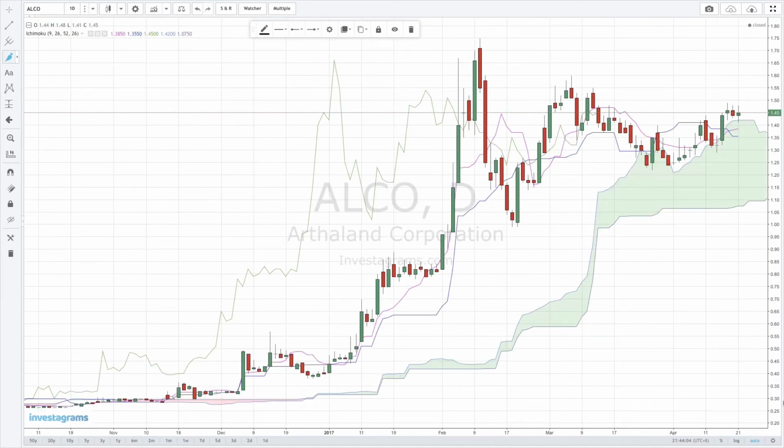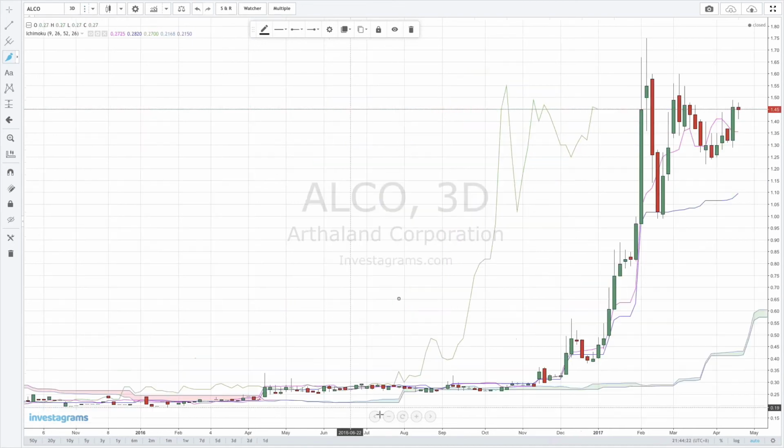We would like to do a short-term trade on Alco. Our time horizon is a few days. So we look into the daily chart for Alco. We use the 3-day candlestick. We find that it is bullish on this 3-day chart because all the elements are above the cloud. Also, the last candlestick was above the Tenkan Sen.